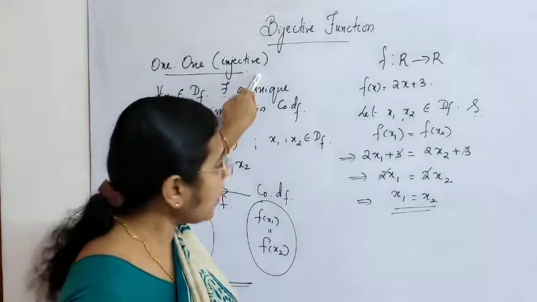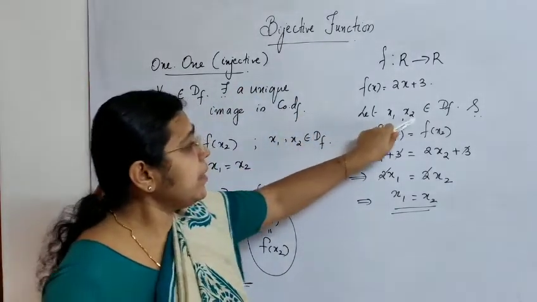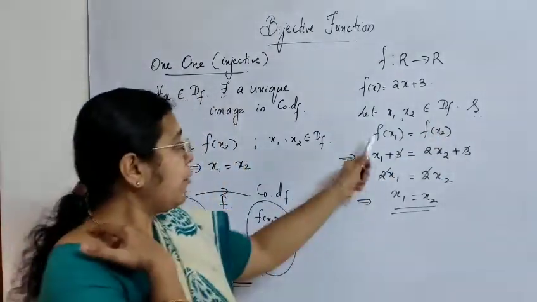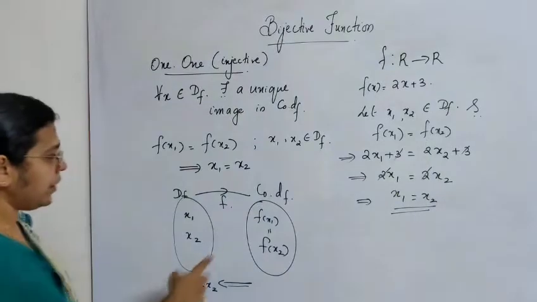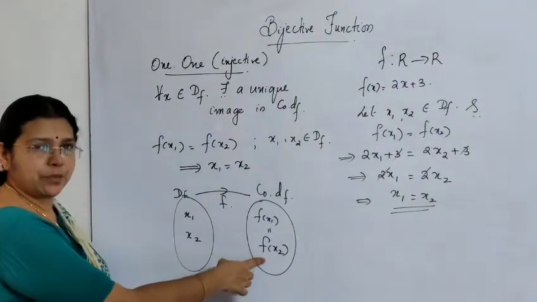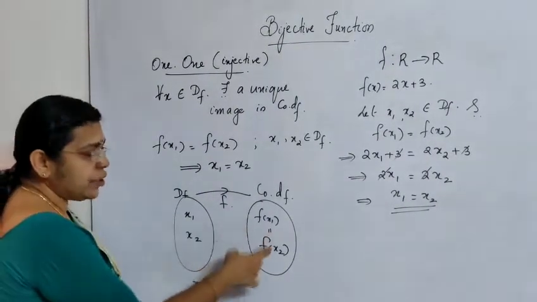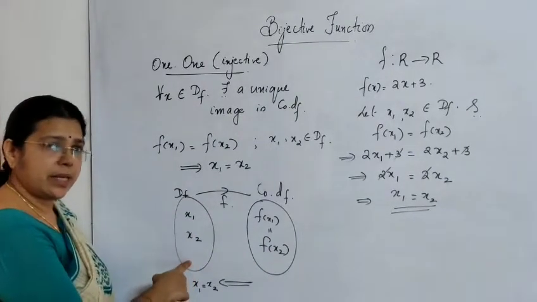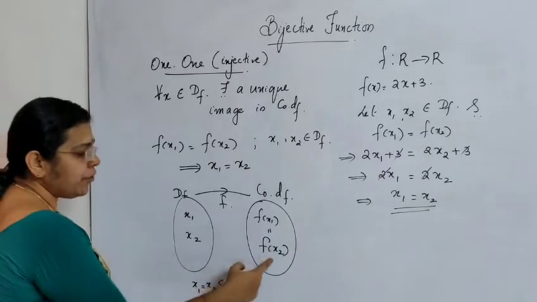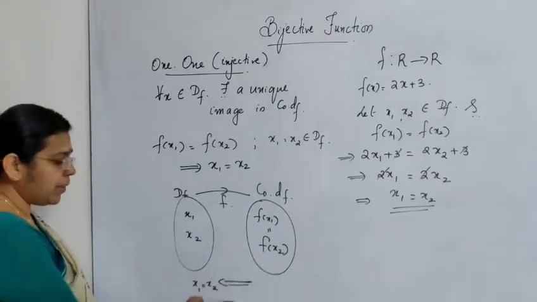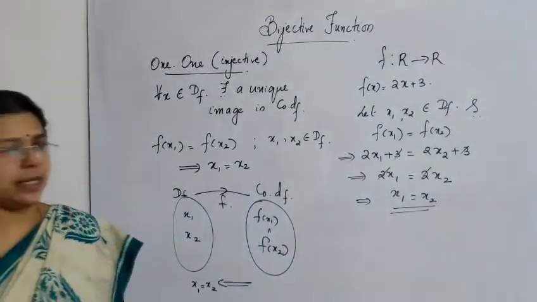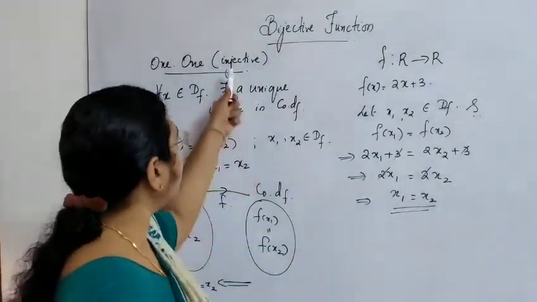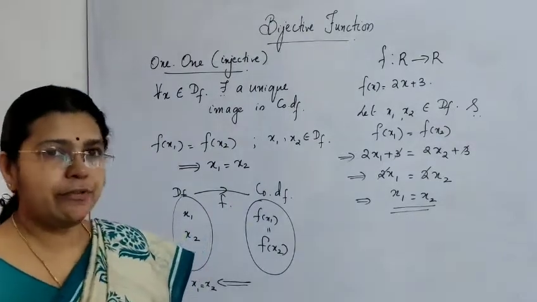How do I prove? I take two values x1 and x2 belonging to the domain of the function such that f of x1 equals f of x2. When these two are equal, automatically which two are equal? x1 and x2 are equal. So f of x1 is equal to f of x2 implies x1 is equal to x2. This is how I prove one-oneness, a one-one function, or an injective function.